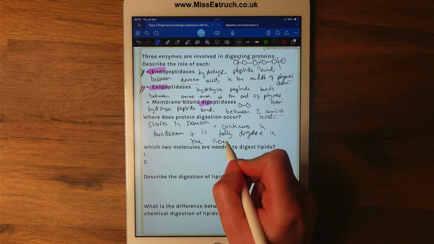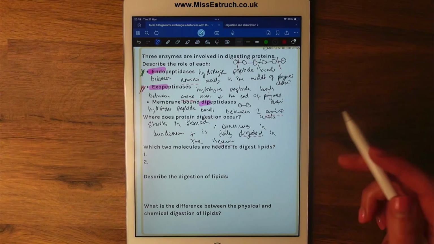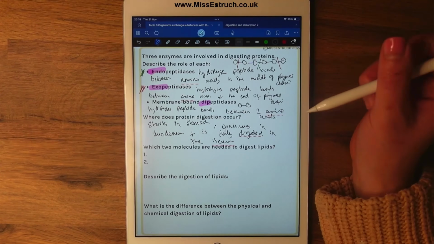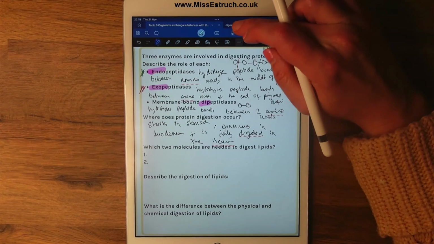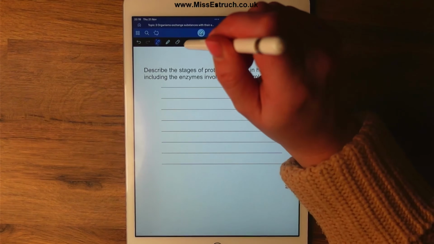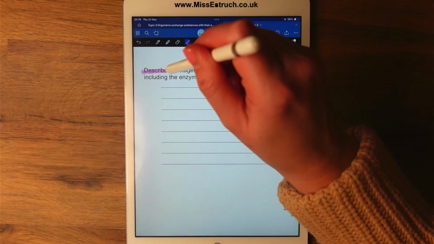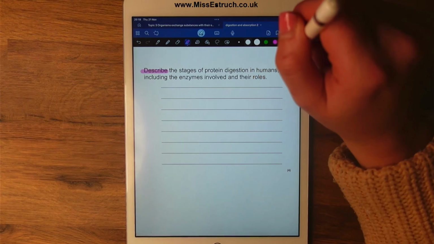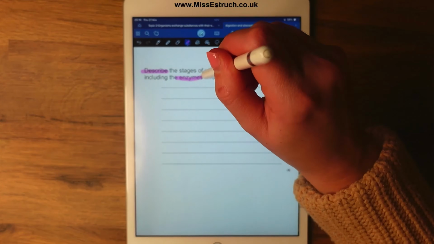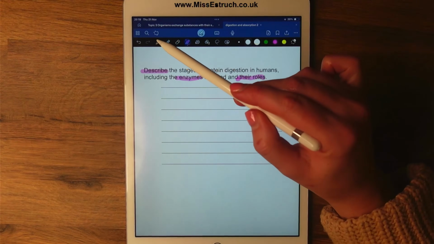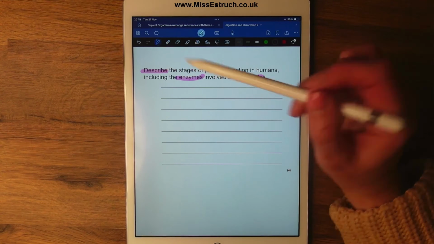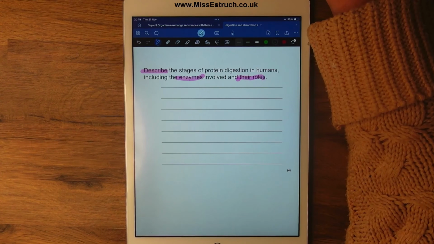Hopefully you can read my scrawling, because whenever I'm reading and writing at the same time, this is what you get, an absolute scribble. Right, let's go back then to what the exam question was. Now we've just done a little recap. So you had to describe the stages of protein digestion in humans, including the enzymes and their roles. So it's 4 marks. It's pretty much going to be what we've just gone through in that exam question.